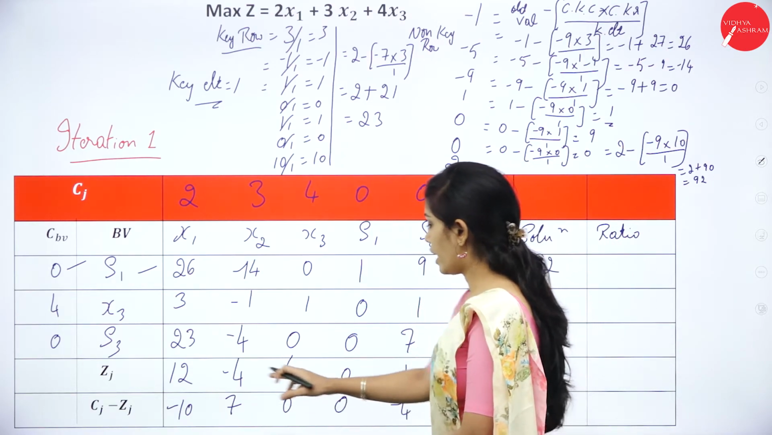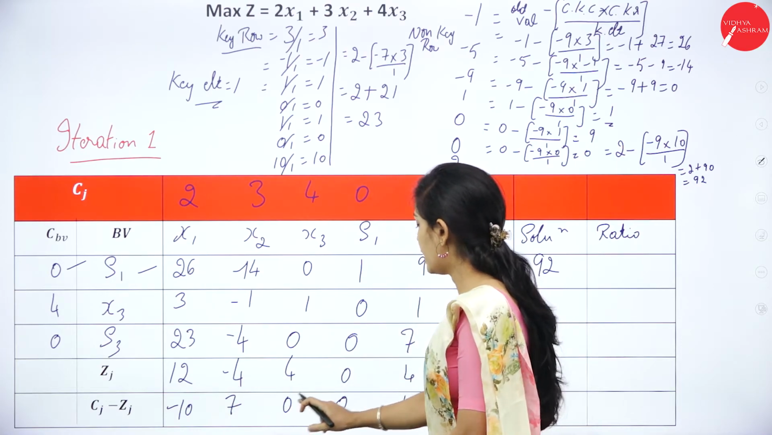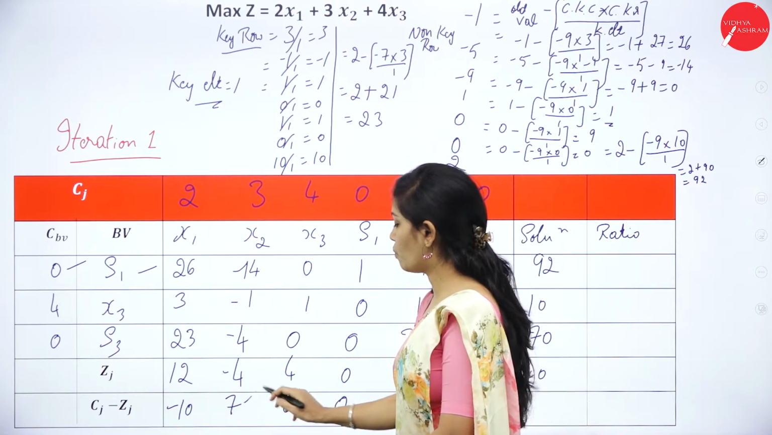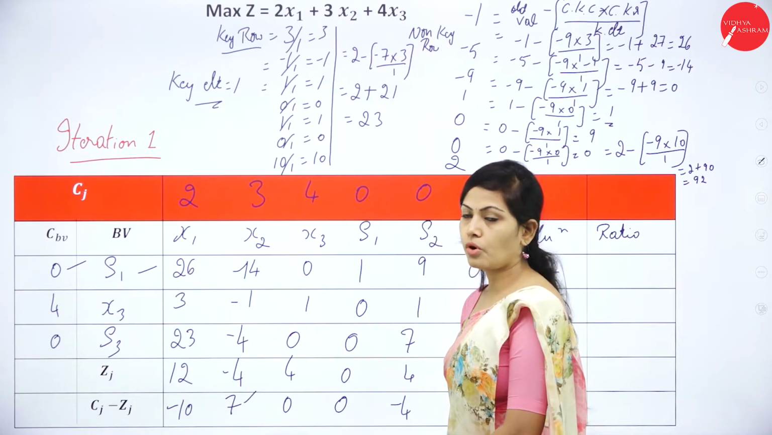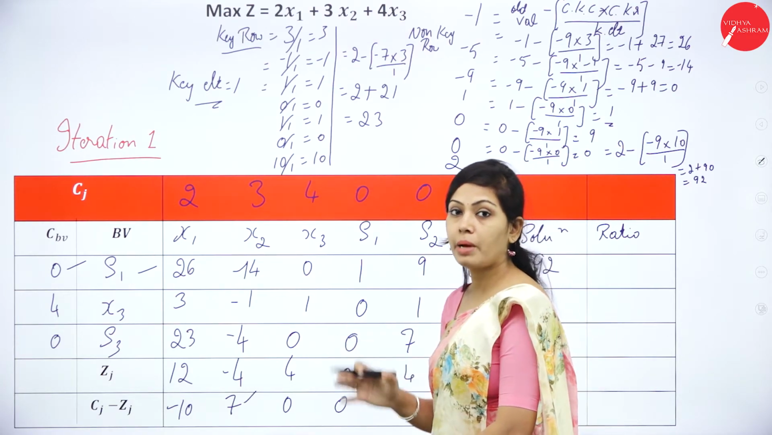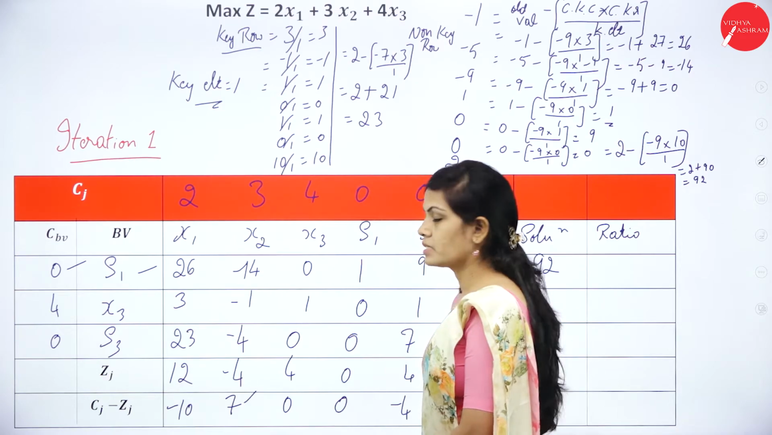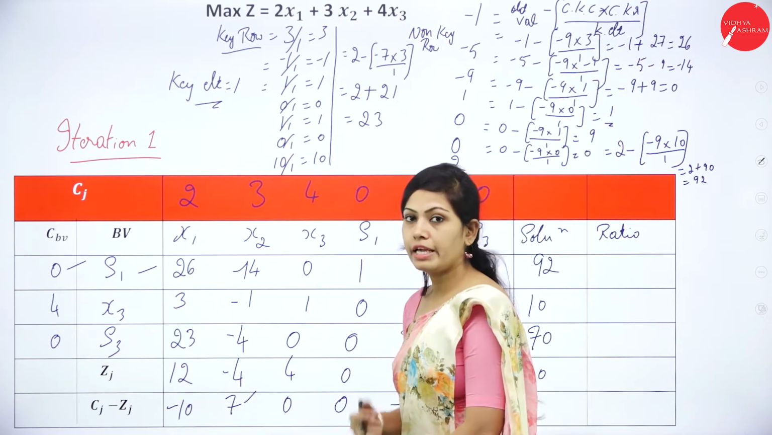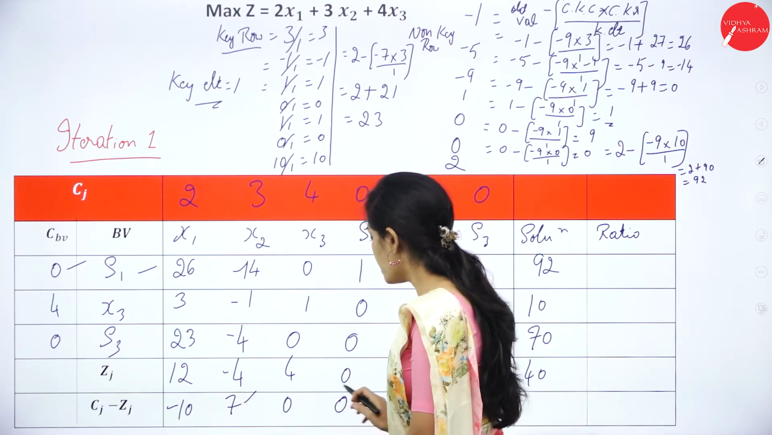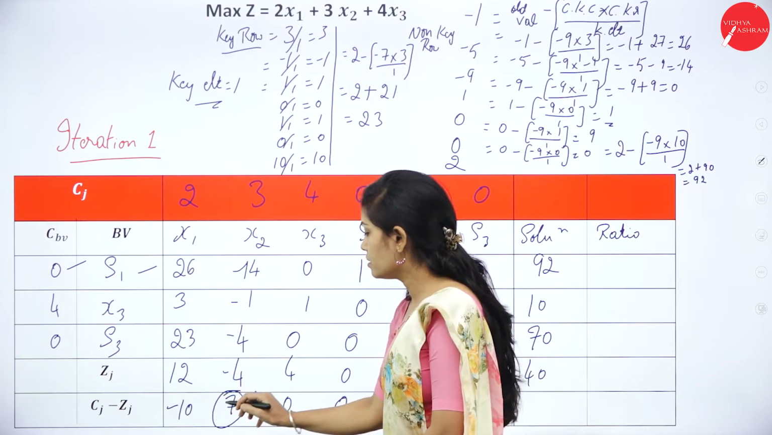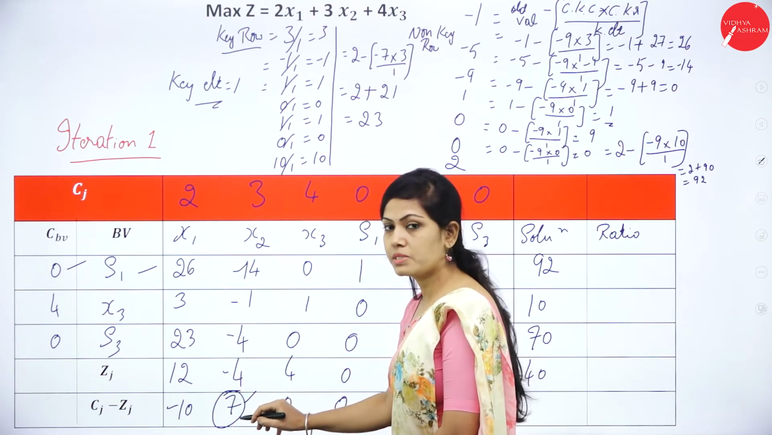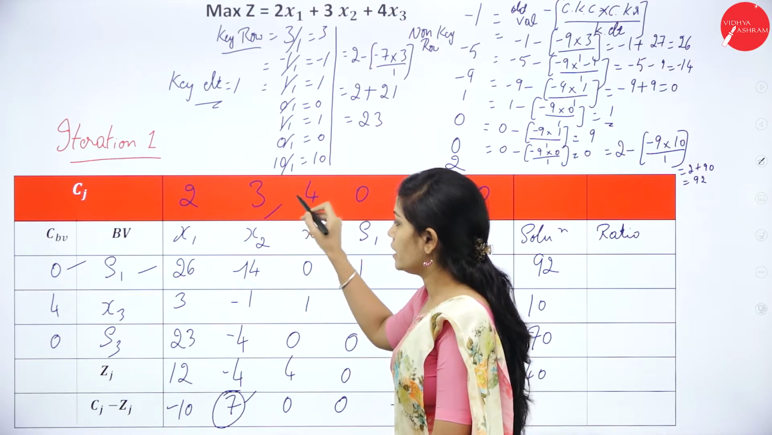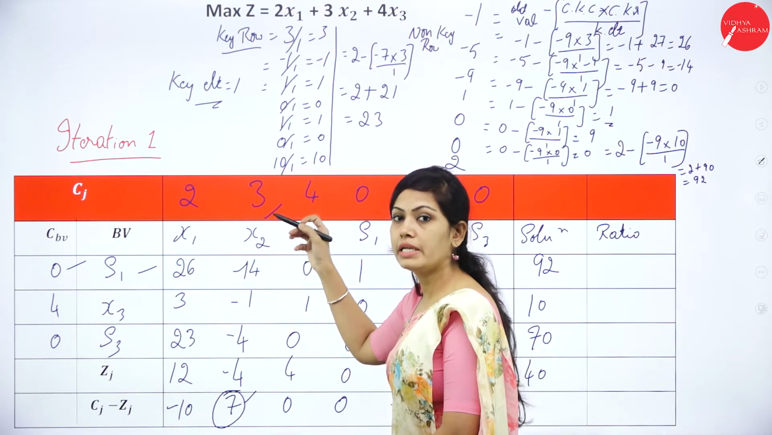So, here I have 2 negative values and 3 zeros, but I have 1 positive value. In maximization, all the values should be negative for it to satisfy the optimality condition. Again, we can proceed to the next iteration. So here the maximum value is 7. This maximum value comes under x3. So x3 is my entering variable.